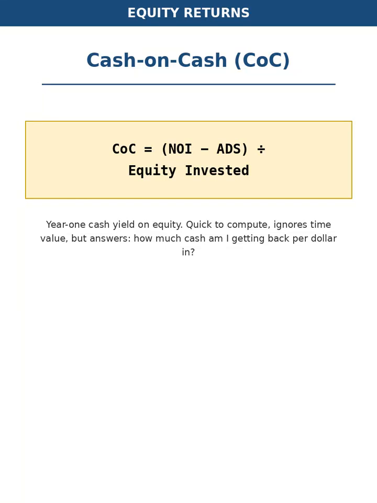Cash on cash, or COC. The formula is NOI minus annual debt service, divided by equity invested. This is your year one cash yield on equity. Quick to compute, ignores time value of money, but it answers the simplest question: how much cash am I getting back per dollar I put in? A COC of 8% means 8 cents on every dollar of equity every year.